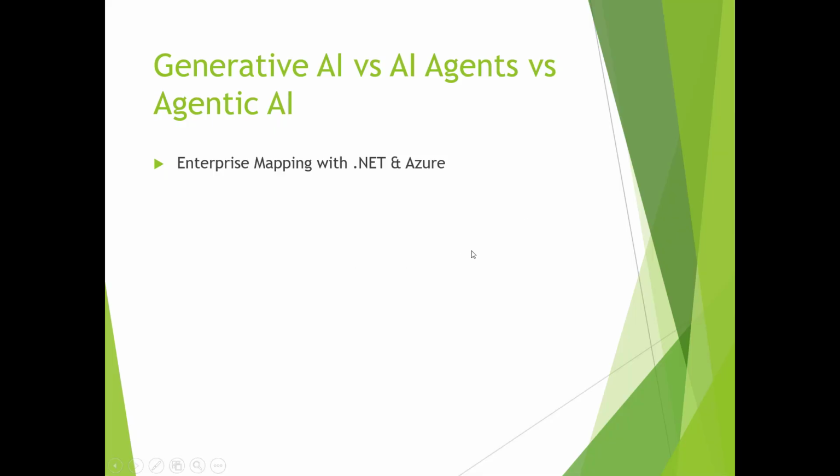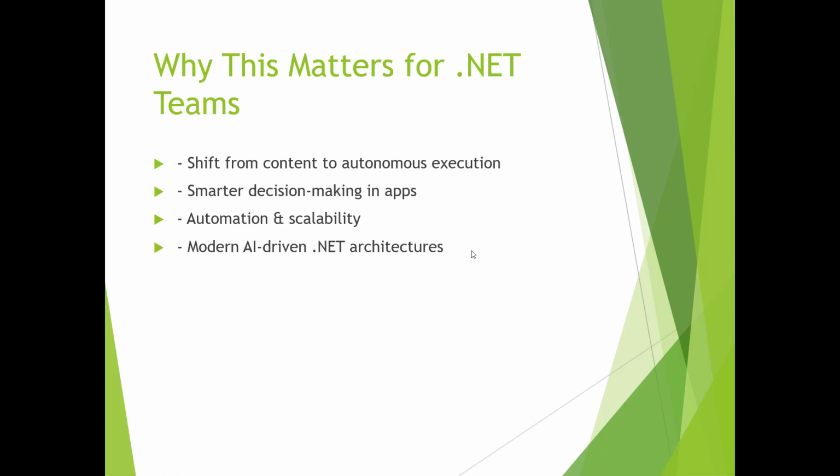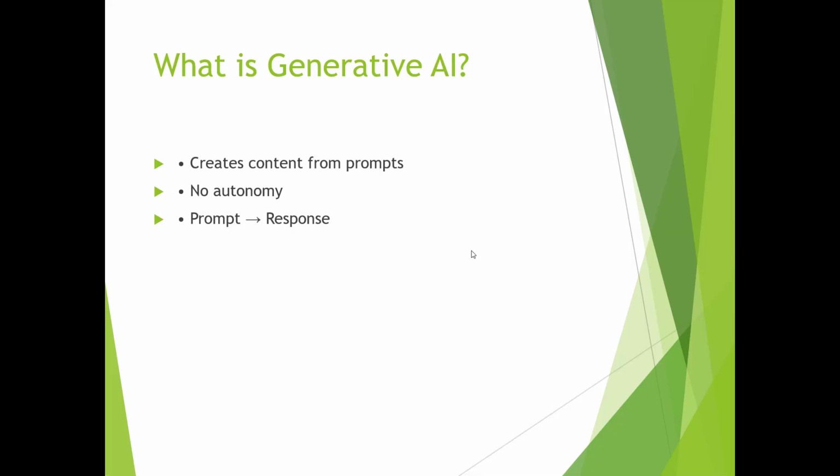The first thing is why this matters for a .NET Core team. The question comes: why should a .NET team use these three, generative AI, agents, or agentic AI, where do they need to be used, and what value will they add to the .NET team? These three cover so many things like automation, decision making, scalability, and modern driven .NET architecture. That is why, being a .NET team or a .NET developer, you should know all of these three in order to make your application smarter, a decision maker, scalable, and aligned with modern architecture.